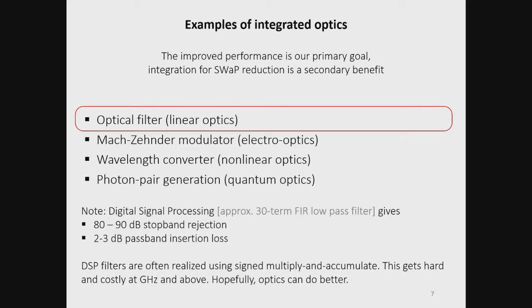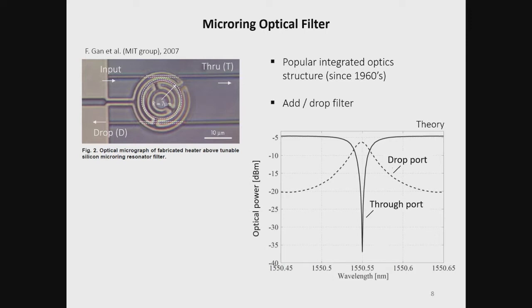DSP gets very hard once you ask for filters extending out to gigahertz. It's just simply too many taps and too many bits being processed. Whereas for optics, 10 gigahertz or 100 gigahertz is quite easy to actually send through and process. The building block is something many of you are familiar with, a microring optical filter. It's a single pole resonator. There's an input waveguide, there's a through waveguide, there's a drop port. Here's the add port if you were to use it.